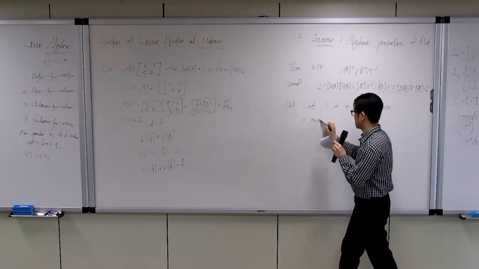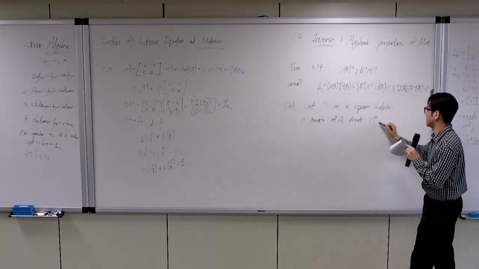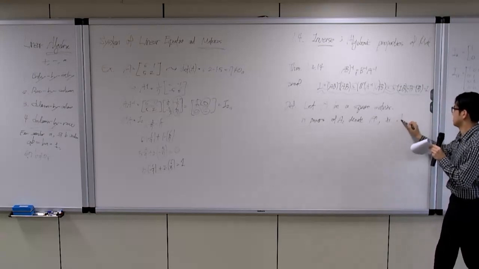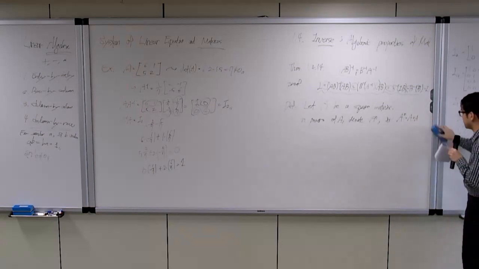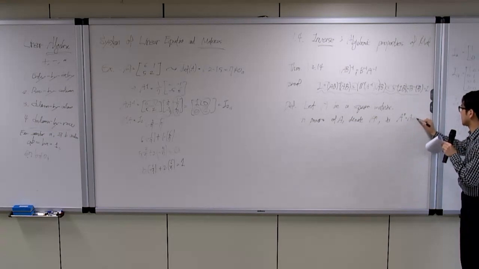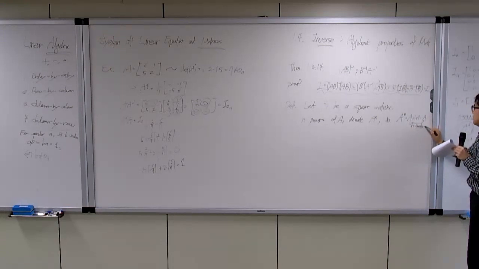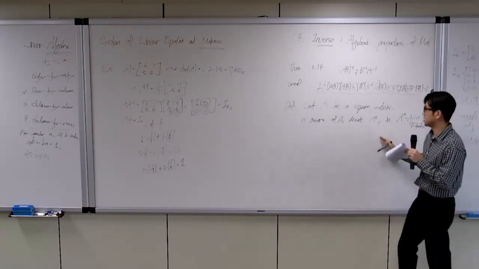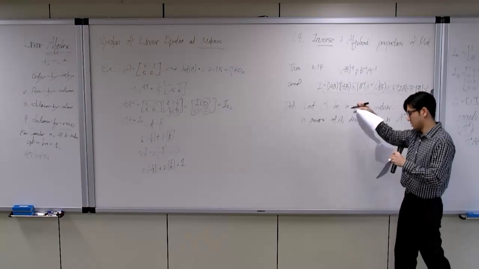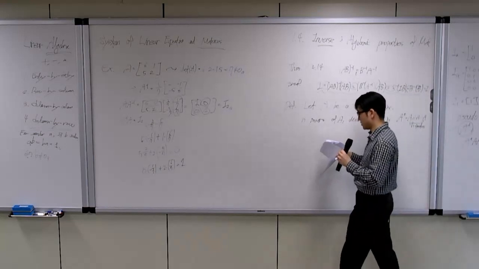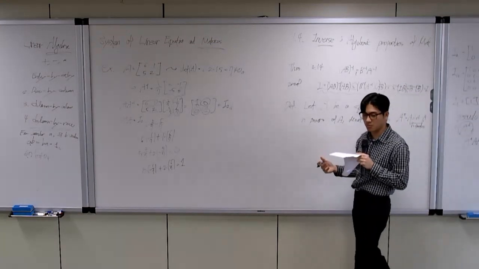So the n-th power of A, which we denote A^n, is A times A, times A, and so on, with n copies of A. This is called the n-th power of A. By using this, we might be able to construct something similar to a polynomial.